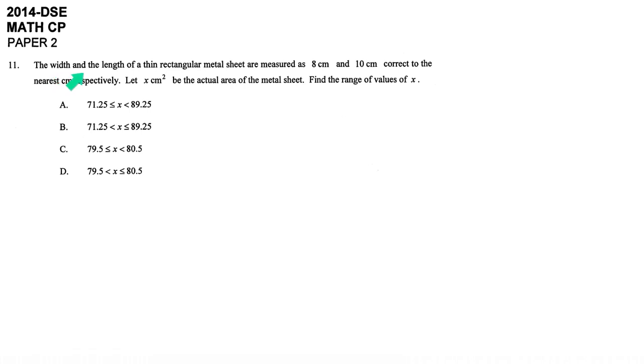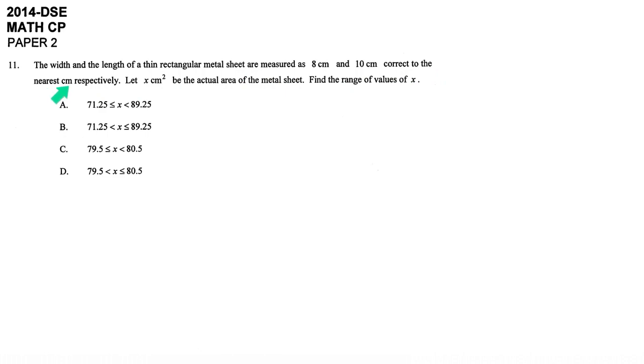The question says there is a width and length of a thin rectangular metal sheet, and they are mentioned as given. That means the values are not the actual values. Maybe a little bit shorter, maybe a little bit longer. It depends on the accuracy of the tools used to measure. So it's mentioned as 8 cm and 10 cm.